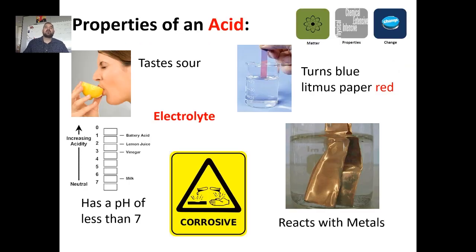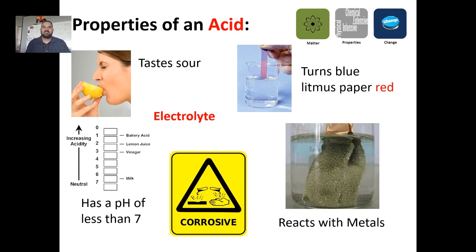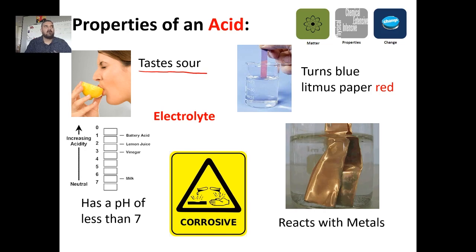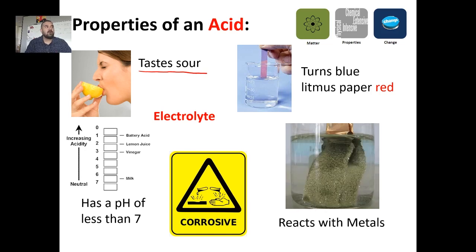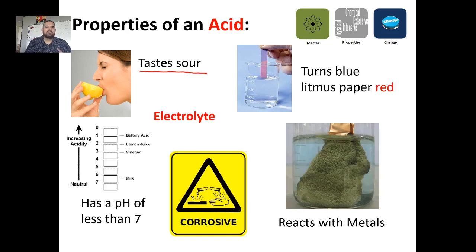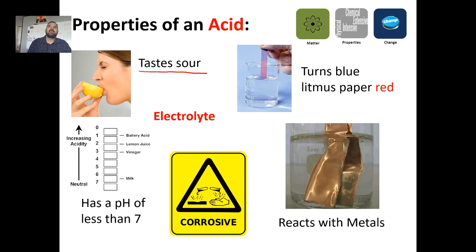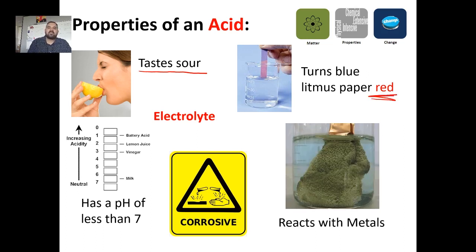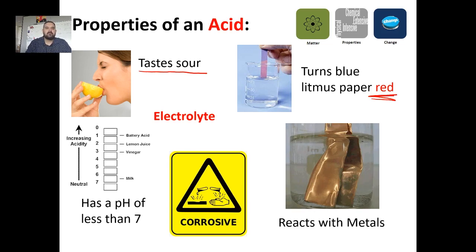All right, so let's go ahead and talk about the properties of an acid. So properties of an acid, first one you need to write is that they taste sour. So you already know this because we already did this last week. We're just reviewing again. Another one is that it turns blue litmus paper red. So acids, they turn litmus paper red.